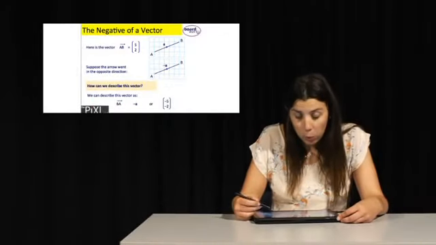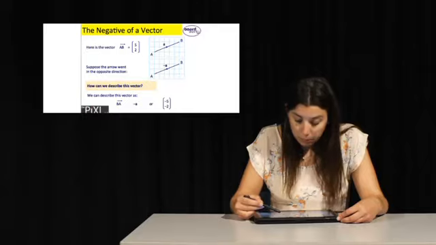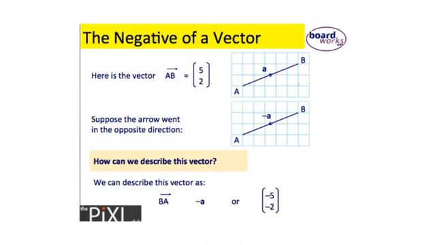In our example here, we also go from A to B. This time, however, we travel 5 across and 2 up. So the column vector changes, 5 on the top, 2 on the bottom.